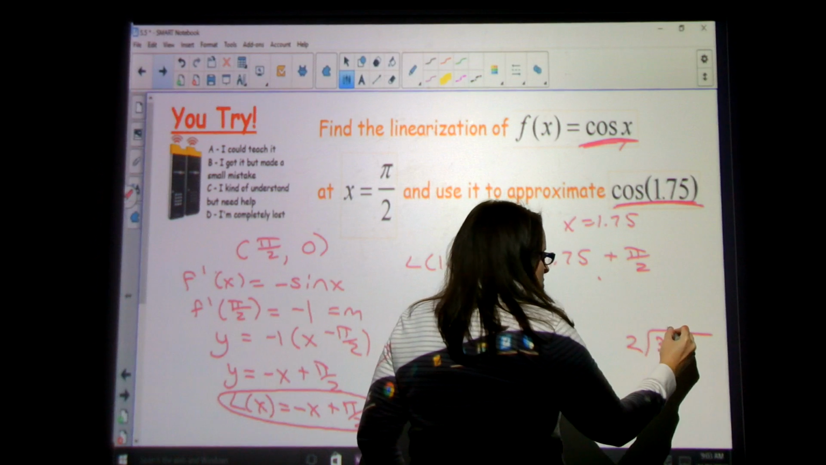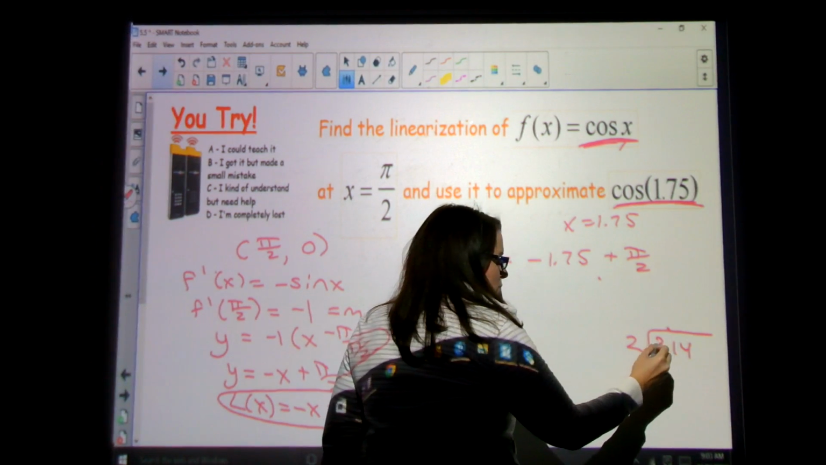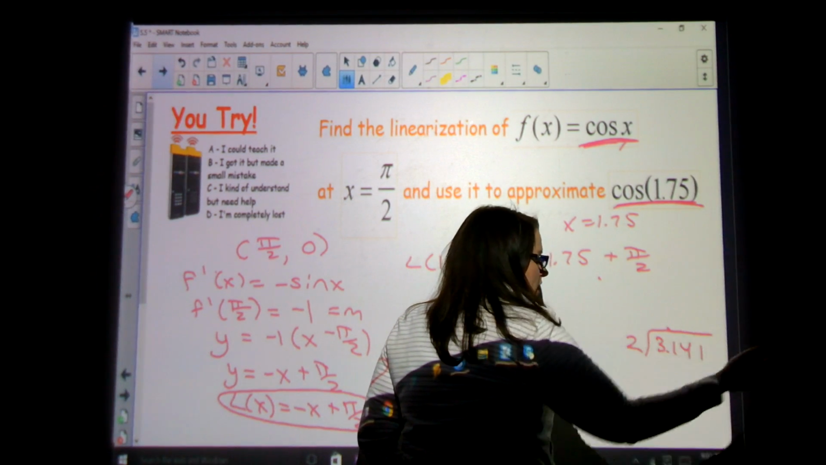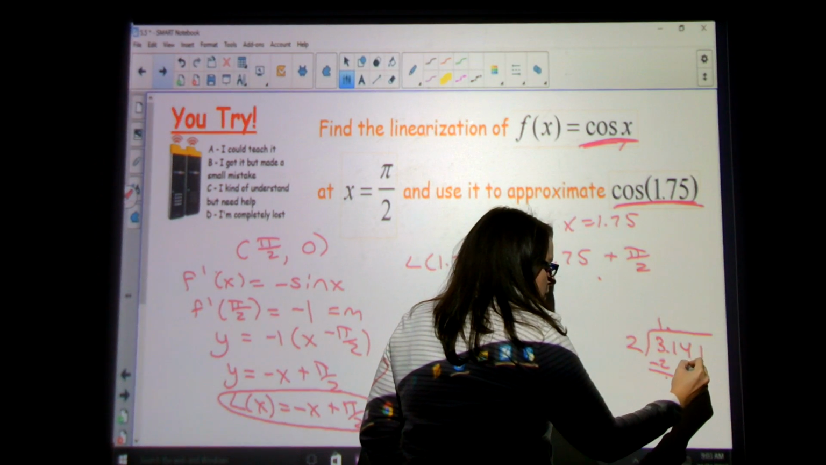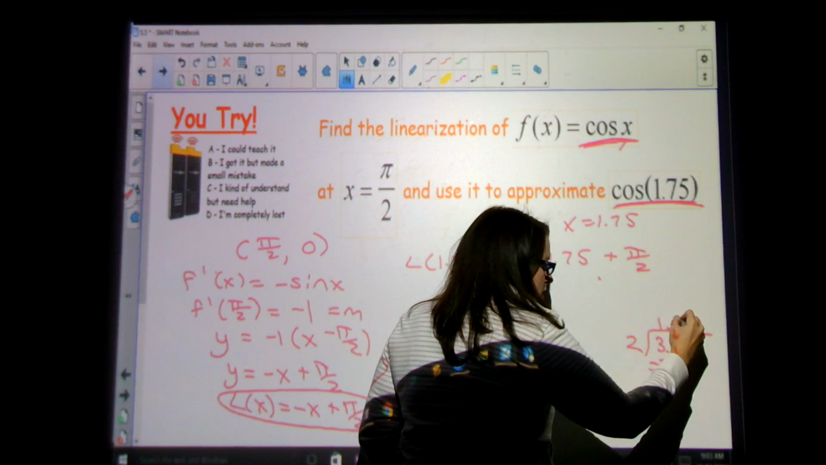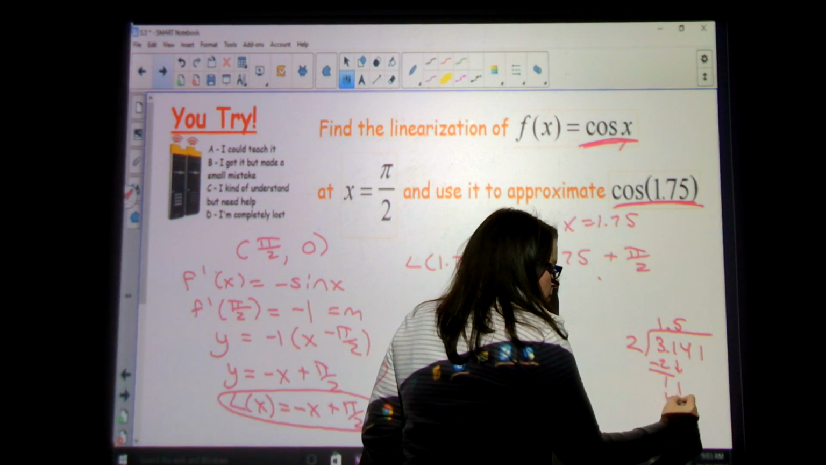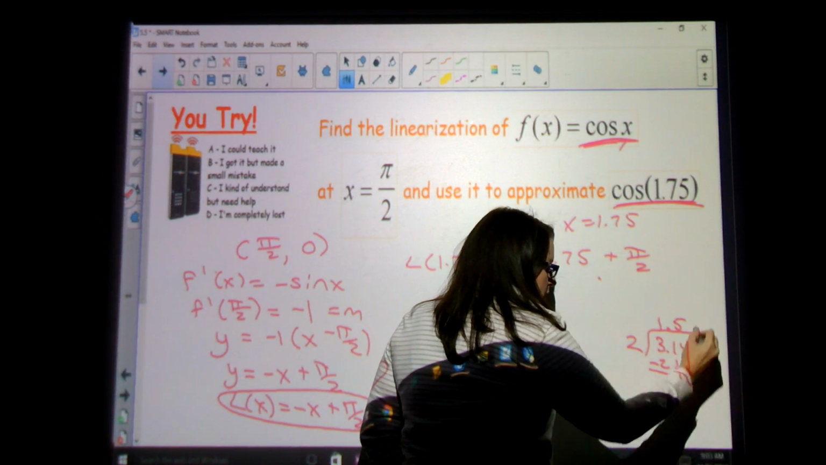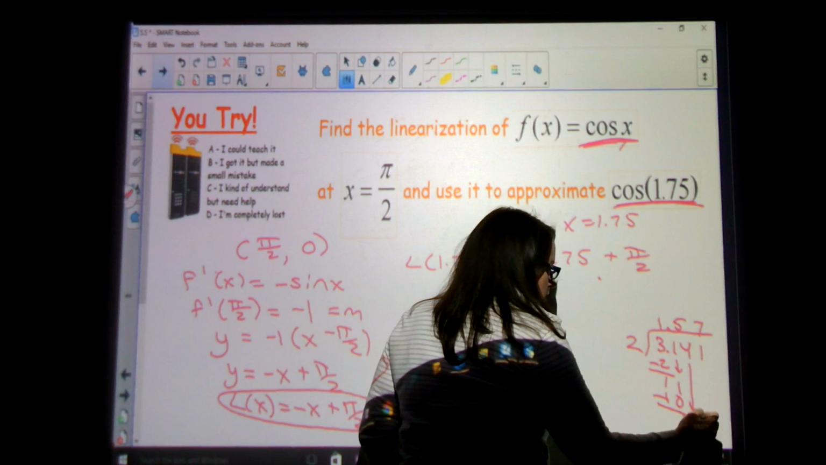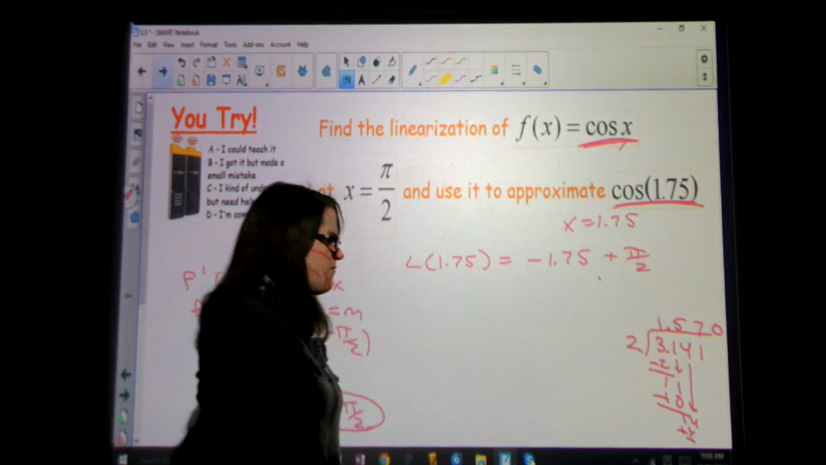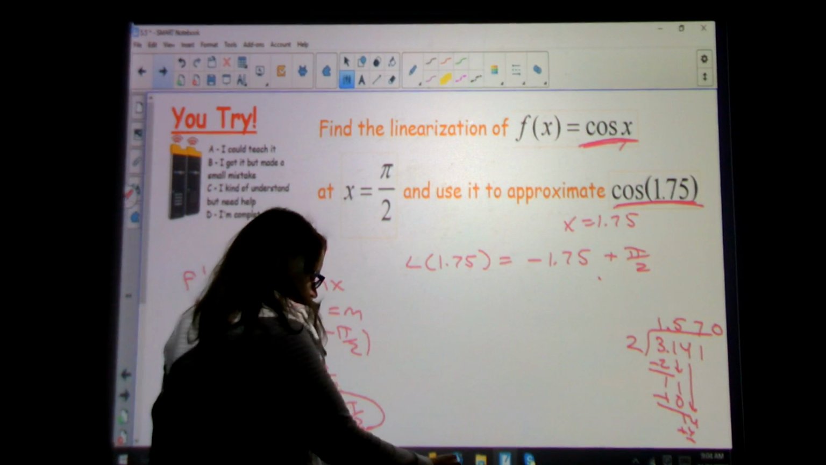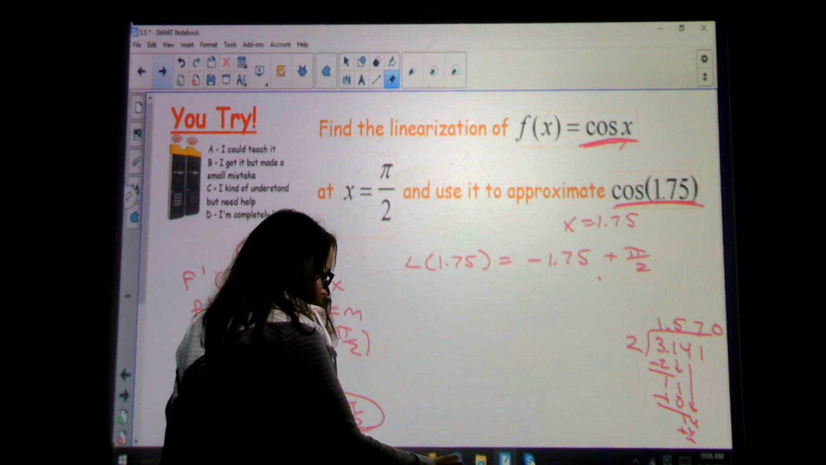And we want 3 decimals. Okay, they might give 2 in this case. 3.14159. So 2 goes into that once. Bring down. Goes into that 5 times. Bring down 7. Bring down 0. So it ends up being 0 there. So we're going to use 1.57. It is 1.570.